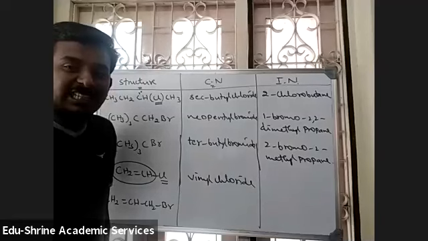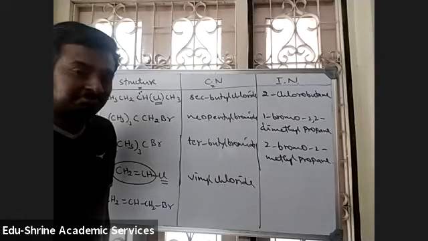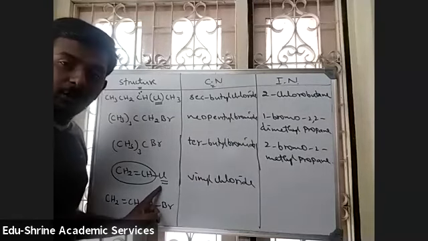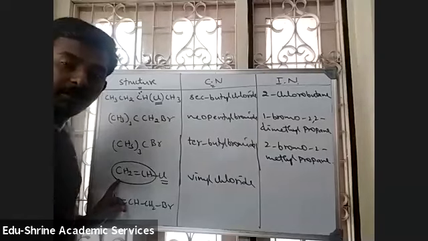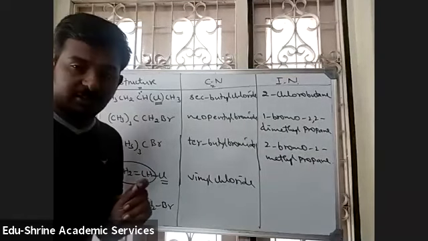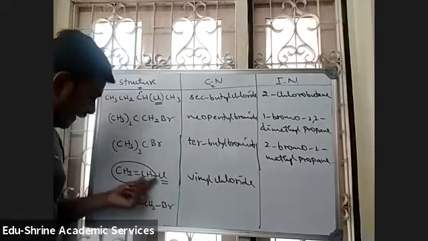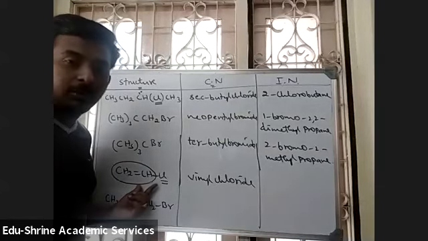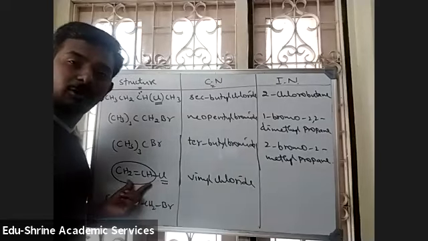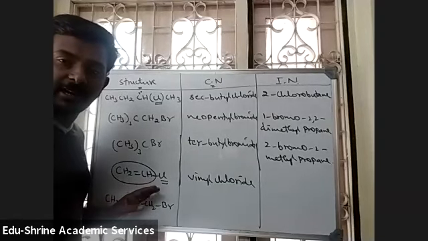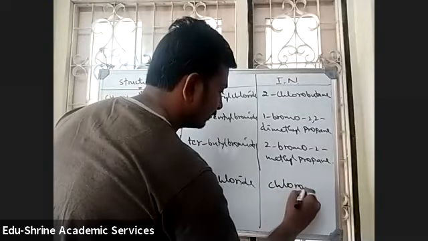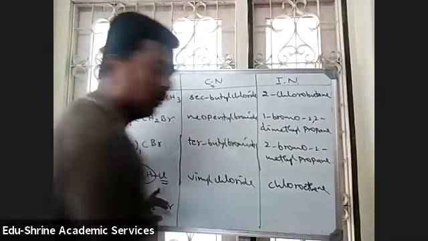1-chloroethene. See, by writing the chlorine here or here, is it going to make any difference? No. Then directly I can write chloroethene. No need to mention the position. So the name of this compound is chloroethene.